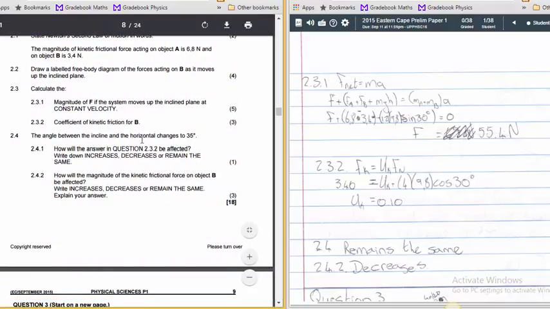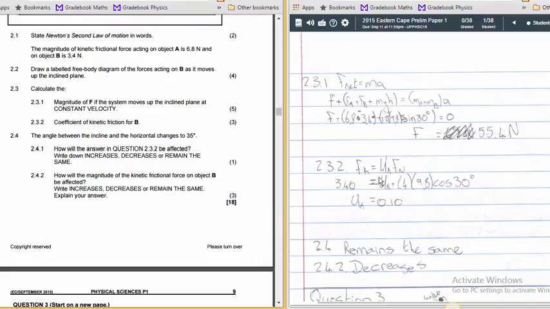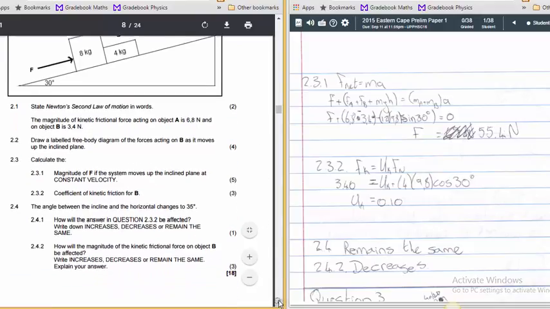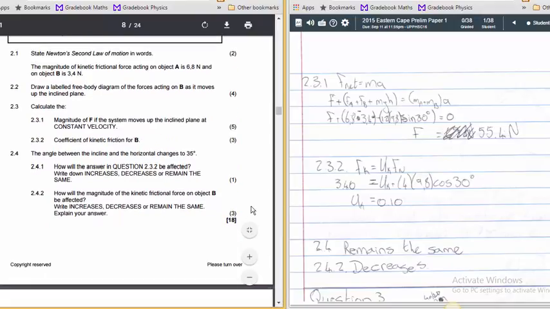Student 1. The angle between the incline and the horizontal changes to 35 degrees. How will the answer in question 2.3.2 be affected? Write down increase, decrease, or remain the same. In other words, will the coefficient of kinetic friction change? Okay, well, it remains the same. No, that is a constant for any surface and object on the surface. So box A has a unique coefficient of kinetic friction, and the only thing it depends on is the actual surface. So no, it won't change no matter how you change the incline.